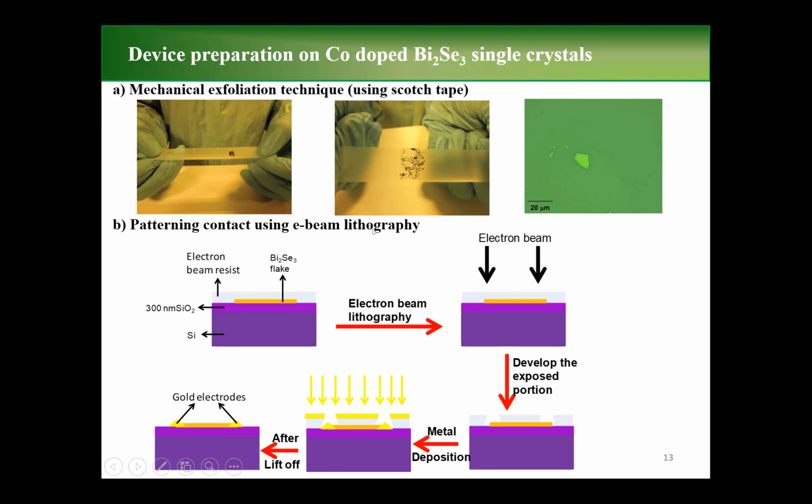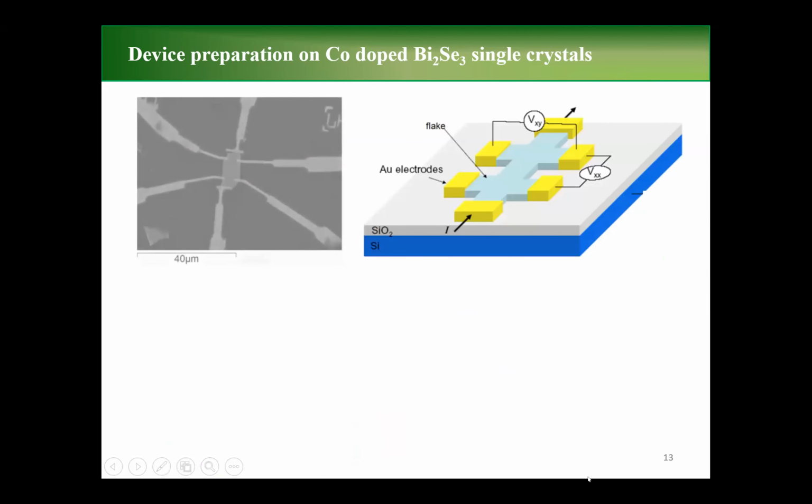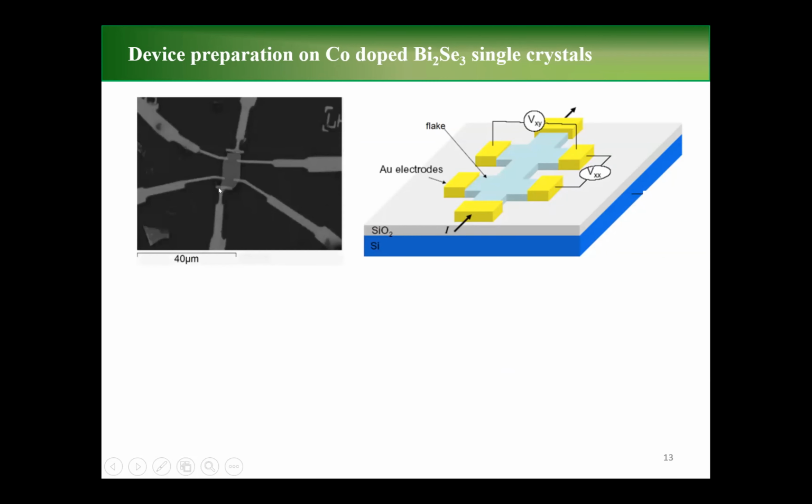We then pattern the metal contact using electron beam lithography. For metal contacts on bismuth selenide, several procedures are involved, like spin coating of the Si/SiO2 wafer with electron beam resist, then designing electrodes using computer-aided design, then exposing the design with electron beam lithography, then depositing metal on it, and then the lift off process is carried out. Once the devices are made, the SEM image of the device is shown here, and we use this geometry for transport measurement.